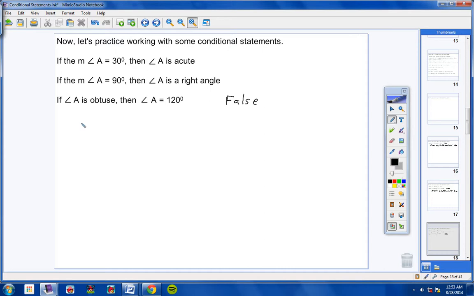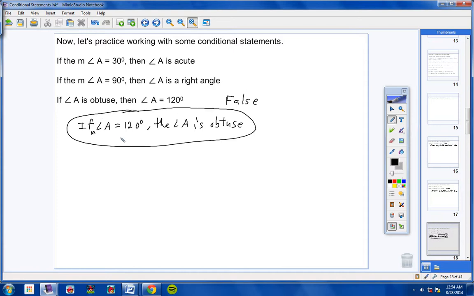Now let's turn it around. Let's write the converse. If angle A equals 120 degrees, I should put a little m right here for measure. If the measure of angle A equals 120 degrees, then angle A is obtuse. And that's definitely true. This is the converse right here. We wrote the converse, and that's true. If an angle is 120 degrees, then the angle is obtuse. And that is definitely true. All right, let's continue on.